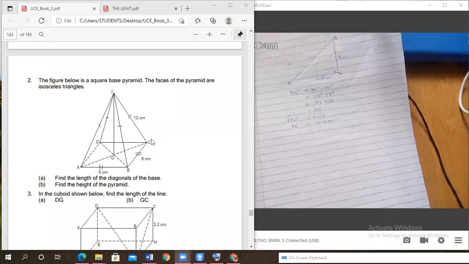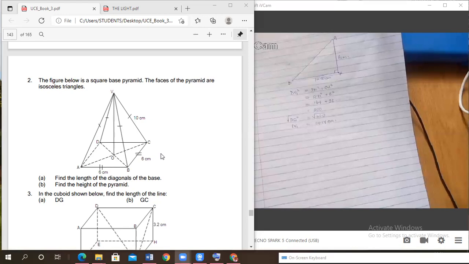Now they are telling us to find the length of the diagonals of the base. Which are the diagonals? We have AC and BD. These diagonals are the same because I've told you that if this is a square, all the sides are equal. So it means that it forms diagonals which are equal to each other. So if we find the length of AC, it will be the same length as BD.